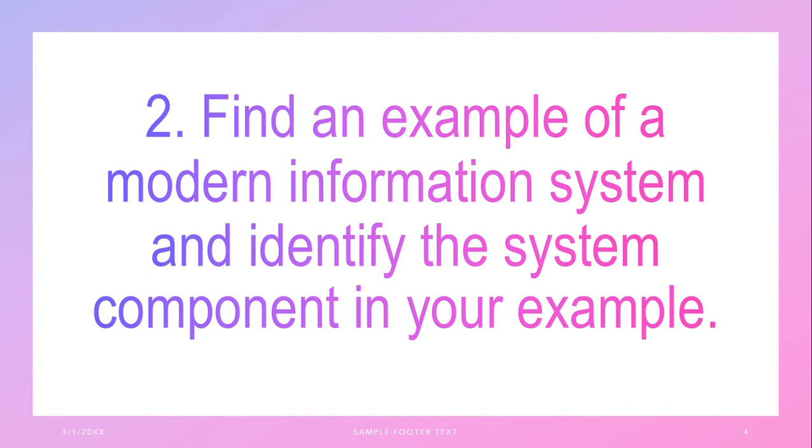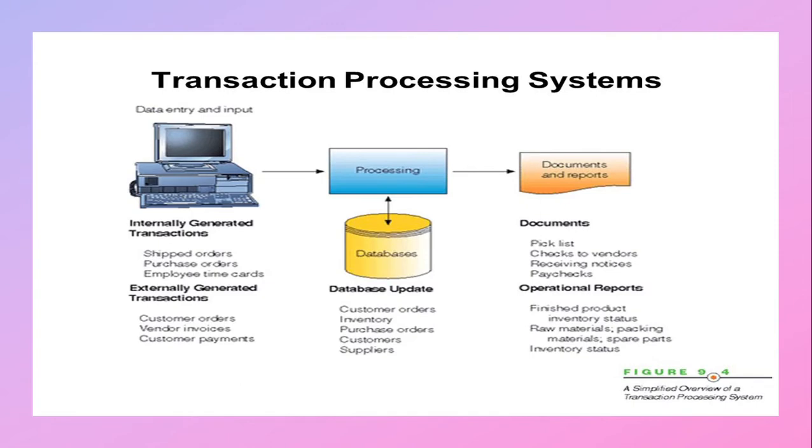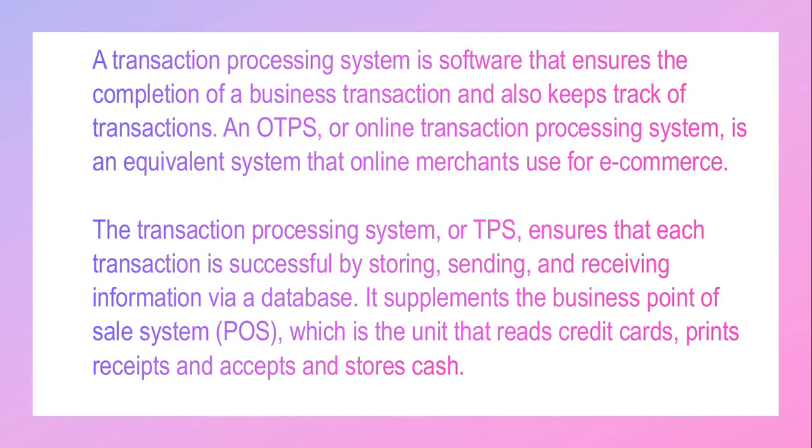Question number 2. Find an example of a modern information system and identify the system components in your example. So this is a transaction processing system. A transaction processing system is software that ensures completion of business transactions and also keeps track of transactions. An OLTP, or online transaction processing system, is an equivalent system that online merchants use for e-commerce.